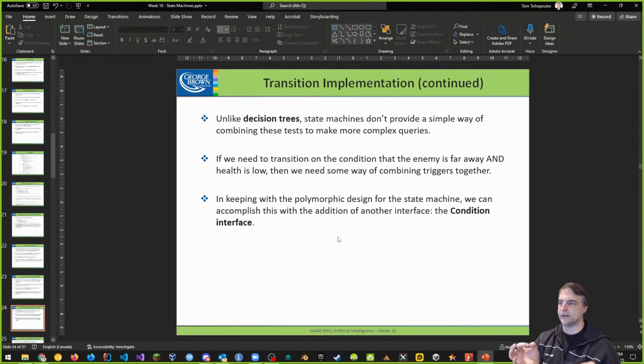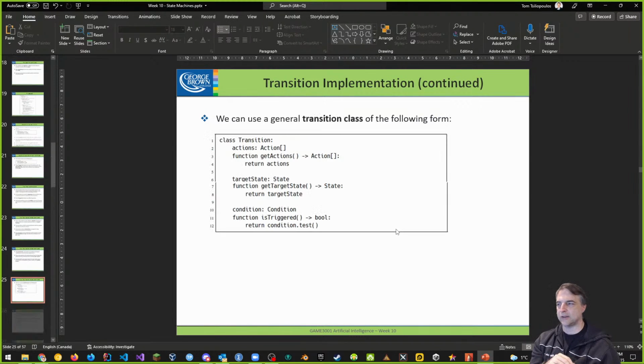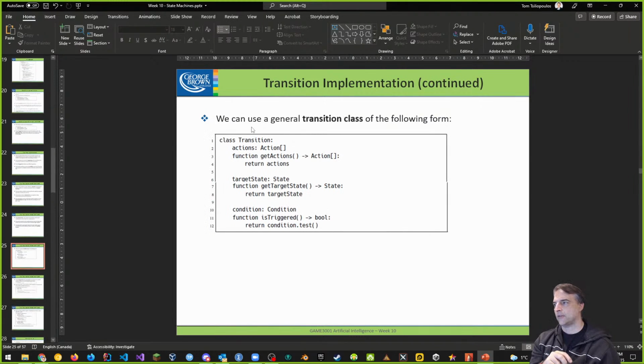So unlike decision trees, state machines don't provide some kind of easy way of combining tests to make more complex tests. Let's talk about the condition interface and see what that looks like. So here's transitions, like we talked about before. Here's the transition class, and it might take more. Here's some more detail. Basically the same functions that we had before, with some additional parameters.